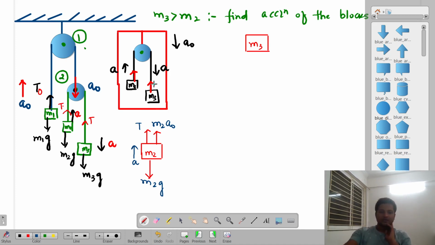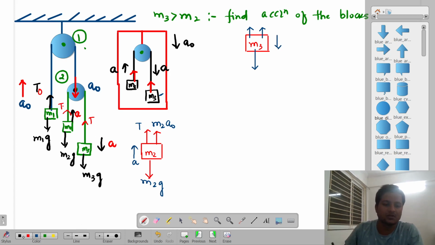Similarly for m3, if I want to write its own weight downwards, and then it will feel some kind of tension T in the upward direction, and then once again the pseudo force in the upward direction, but its acceleration is downwards. So for m3 we have tension T, m3 into acceleration a naught, and this is acceleration a, basically. Are you able to get me or not?